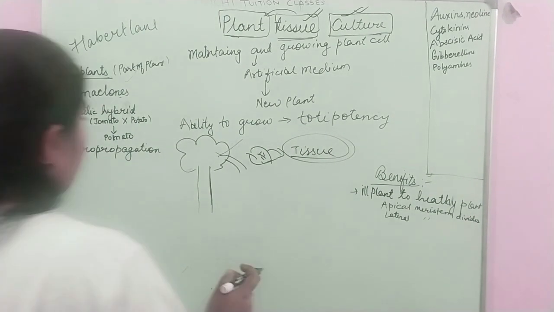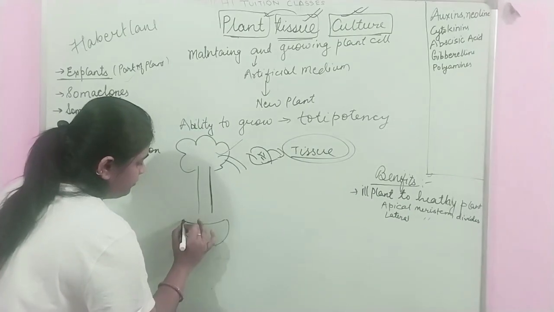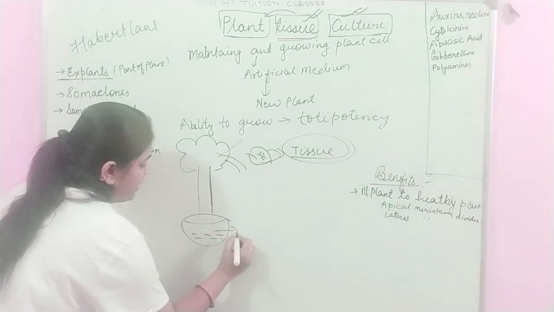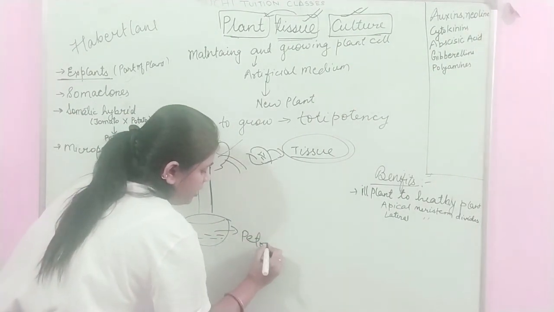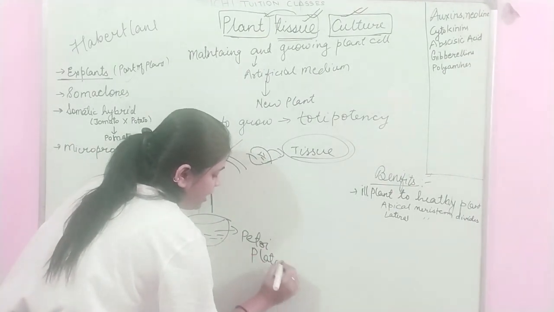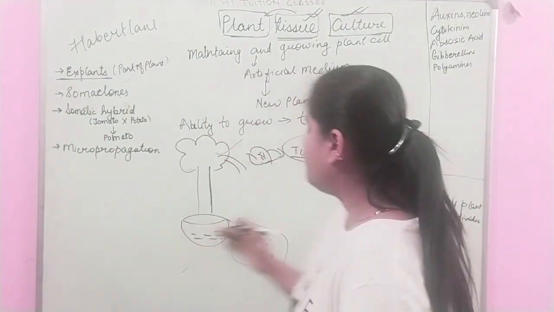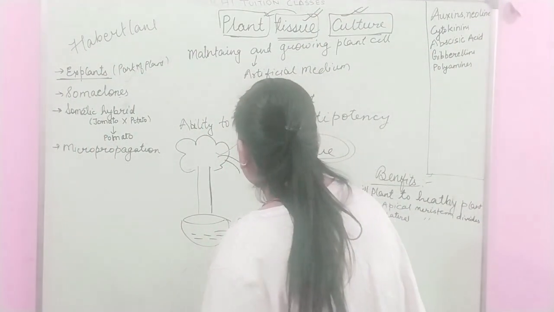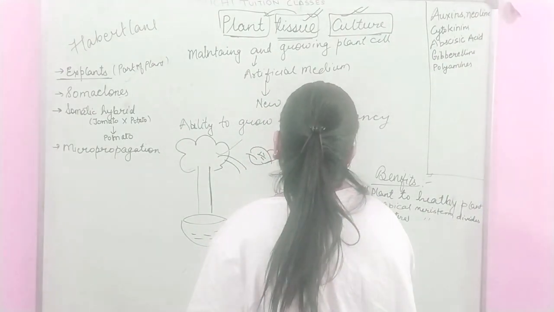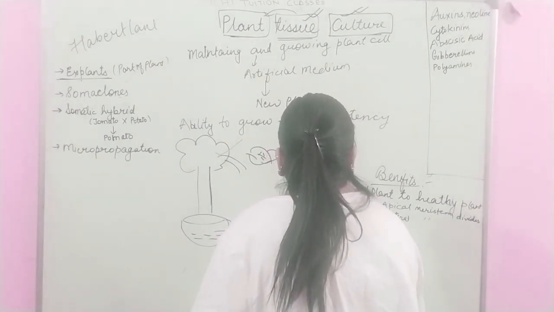So we have taken an explant, the tissue, from a leaf of the tree. We take this tissue in a petri plate or a dish. In common language, just understand, we have taken a plant tissue or a leaf tissue in a petri plate, and then we have given it an artificial medium.